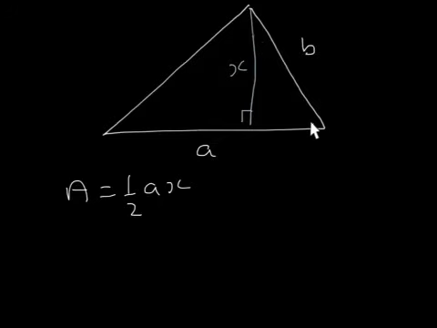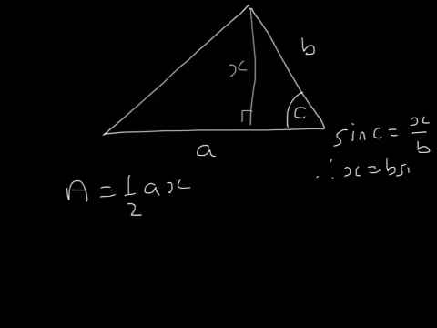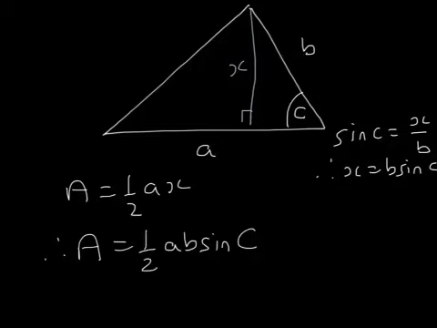and if we label this angle here C, capital C, then we can use the fact that the sine of C is opposite divided by hypotenuse. In other words, x equals b sine C. So therefore the area of a triangle is a half AB sine C.